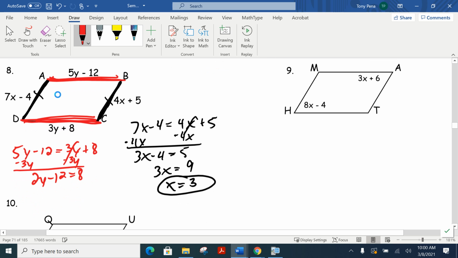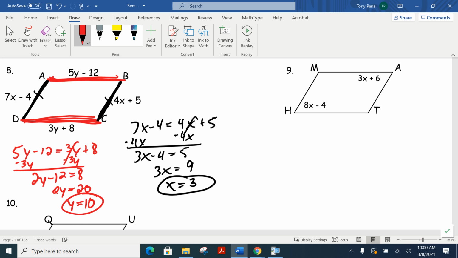And then just keep solving that. So 2y equals 20, and we get our y value to be 10. Number 9, hopefully nice as well.